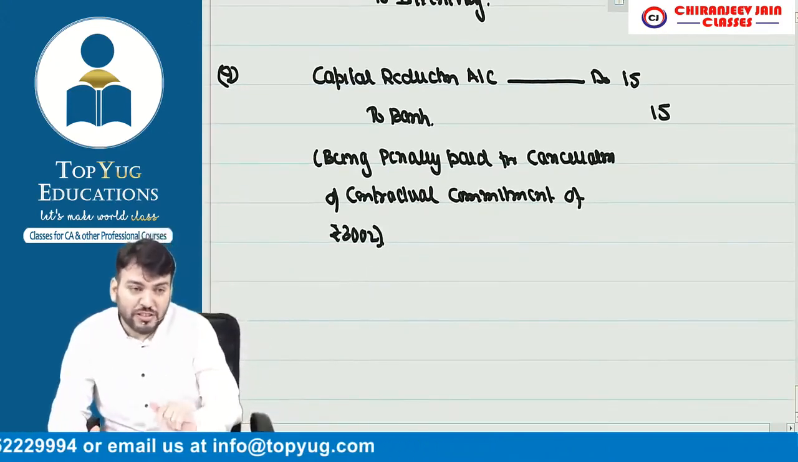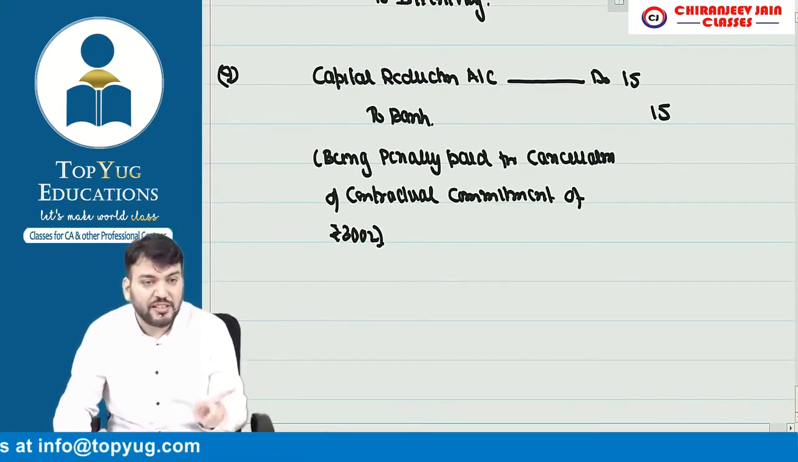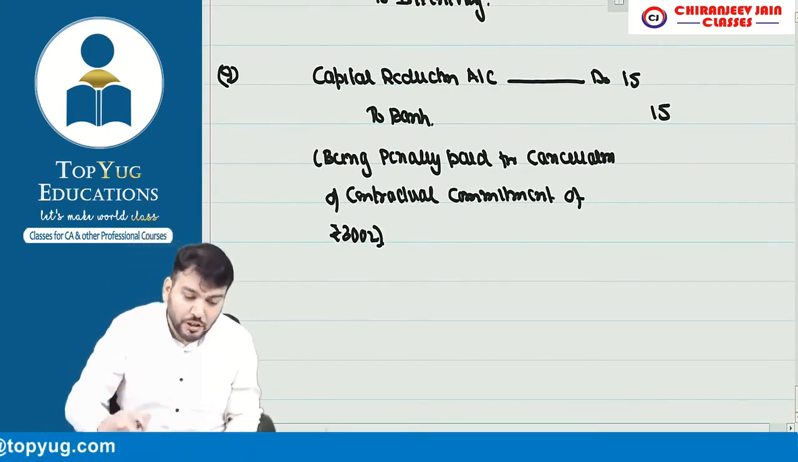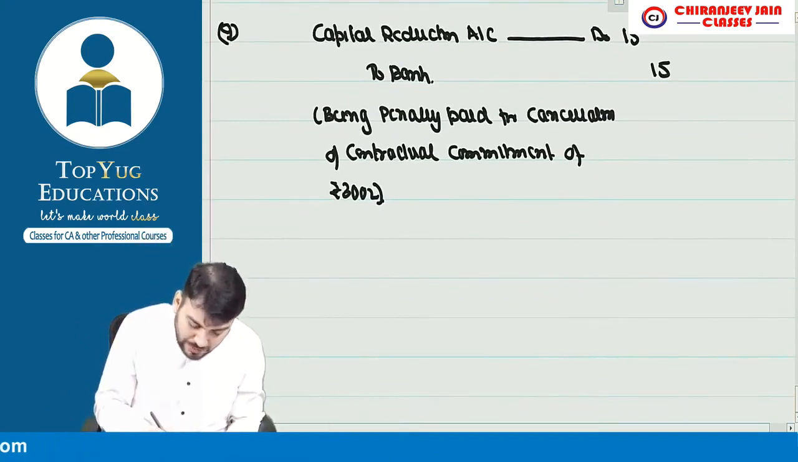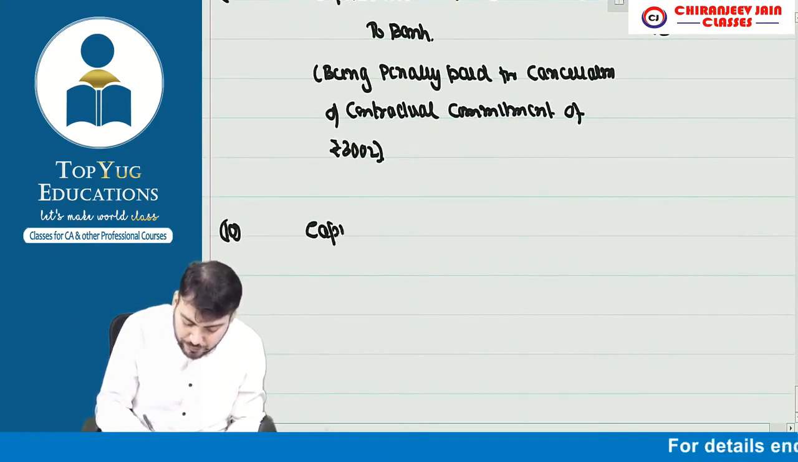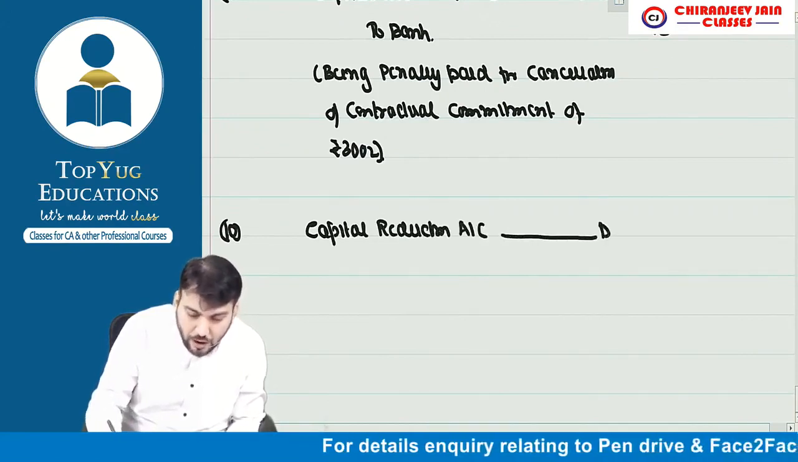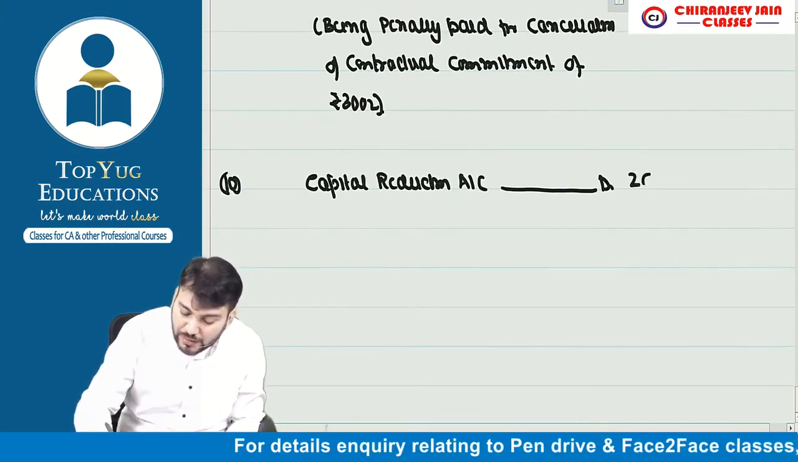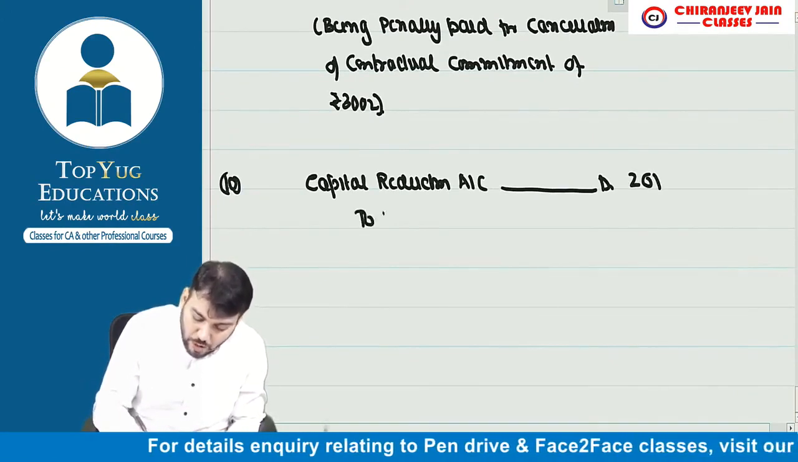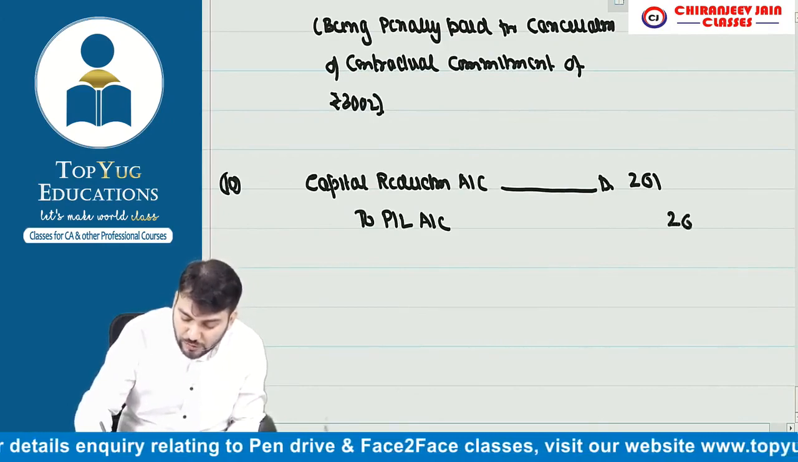Now even though the question is silent, what will we write off against the debit? Accumulated losses. There is no fictitious asset, there is no goodwill in the balance sheet. So what will we write off? The P&L account. So write: capital reduction account debit, how much? 261 lakh, to profit and loss account 261 lakh.